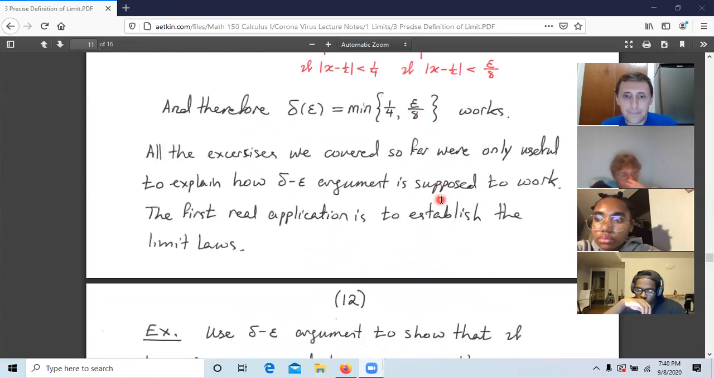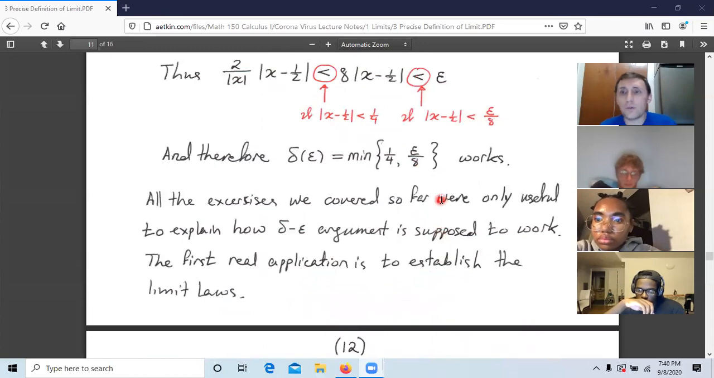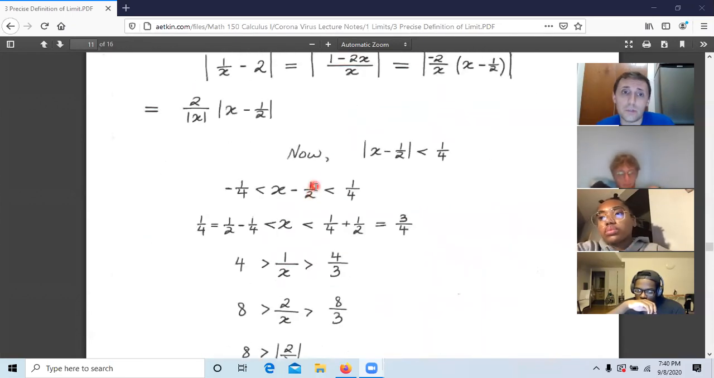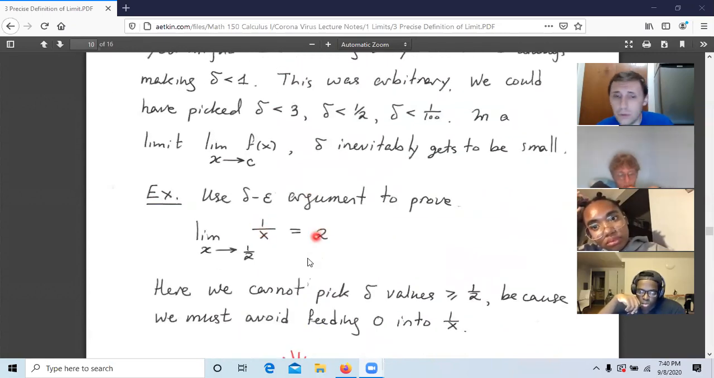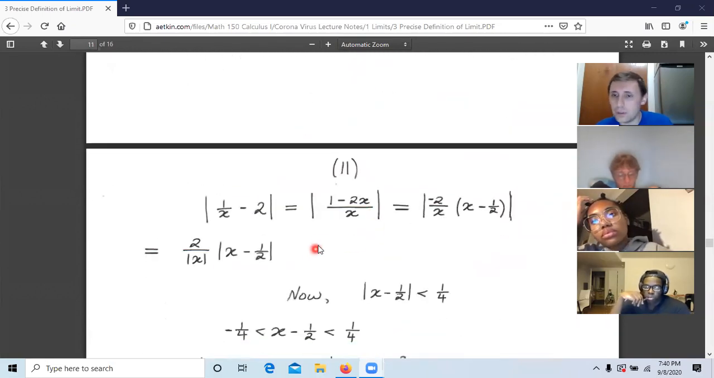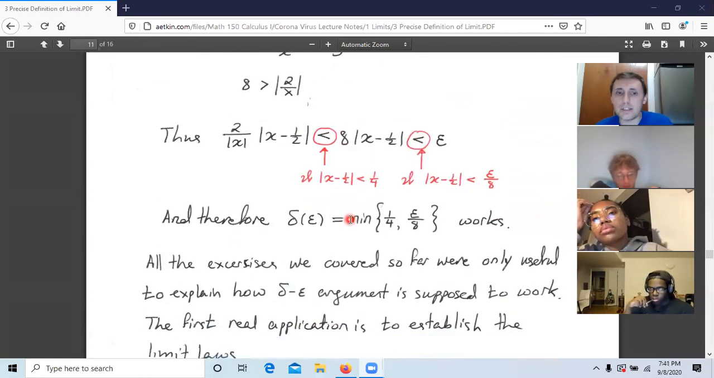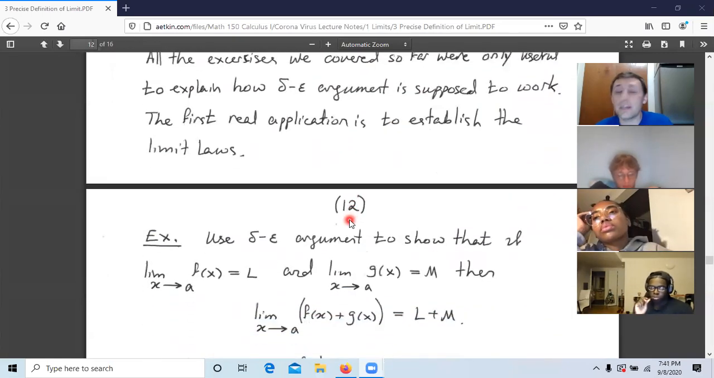Okay, so for all the equations we have considered thus far, delta epsilon is not the thing to go. If I wanted to just prove that the limit as x goes to 1/2 of 1 over x equals 2, I would not go through this argument at all. Okay, here is what I want from it. And that's actually a true test of whether or not you understand delta epsilon.